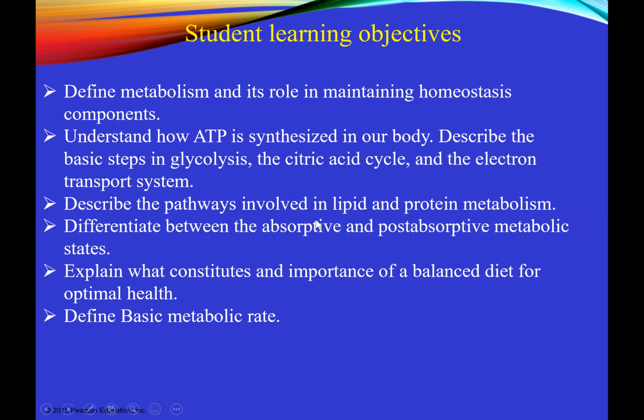We'll talk about absorptive and post-absorptive states of metabolism. And then we'll briefly go over what a balanced diet means. What is nutrition? And there is a little activity that you can do by yourself where you can calculate your basic metabolic rate and your BMI index.